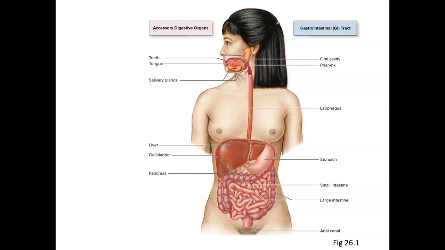In the lecture we have gone through all of them, so I wouldn't spend time here going through every single one of them again, but it is important for you to know which organ is part of the GI tract, and which organ is considered an accessory digestive organ.